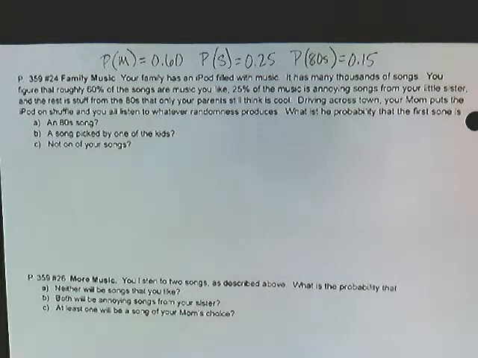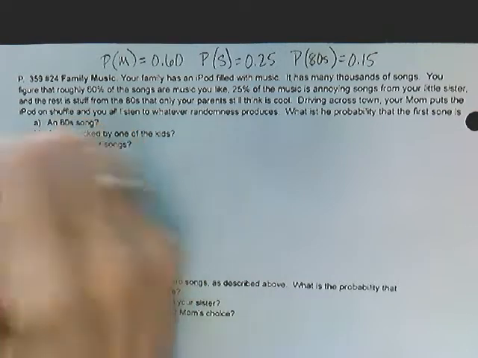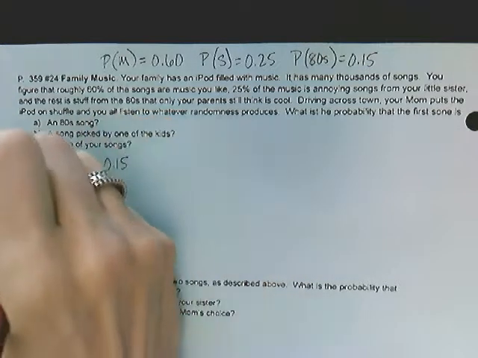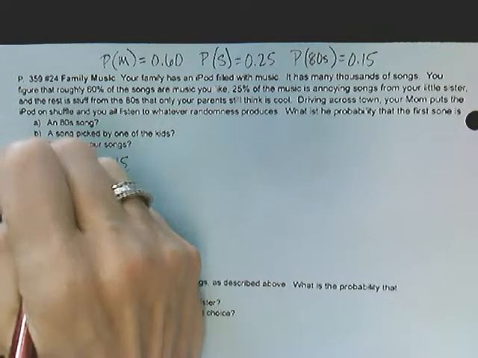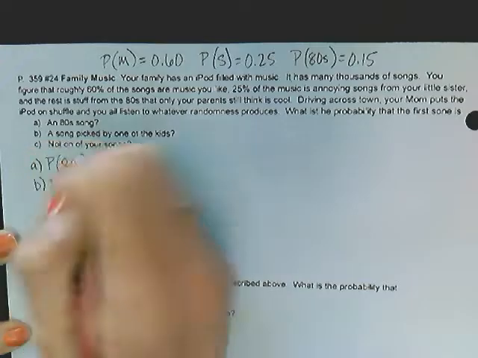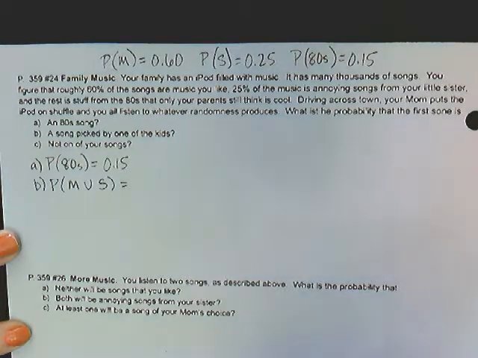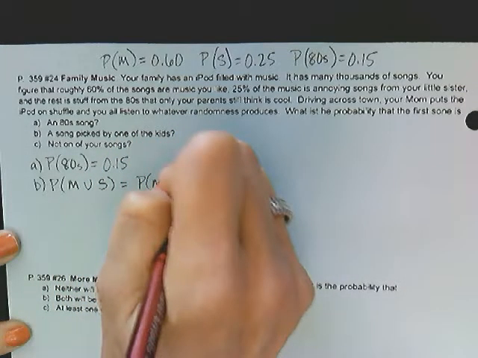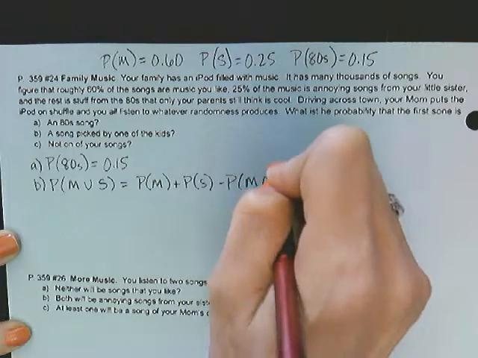All right, what's the probability of an 80s song? So probability of 80s equals, we figured that out, 0.15. B, a song picked by one of the kids. So that's probability of me or my sister, right? So that is probability of me plus probability of my sister minus the probability of me and my sister.